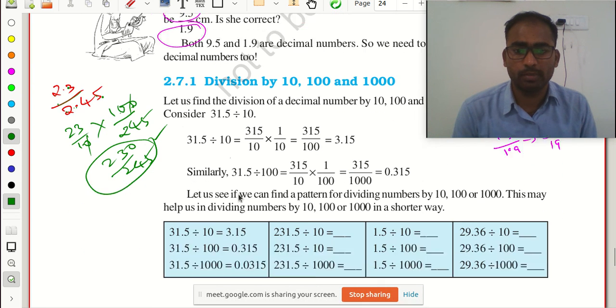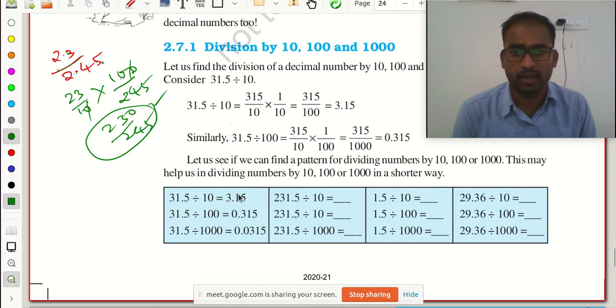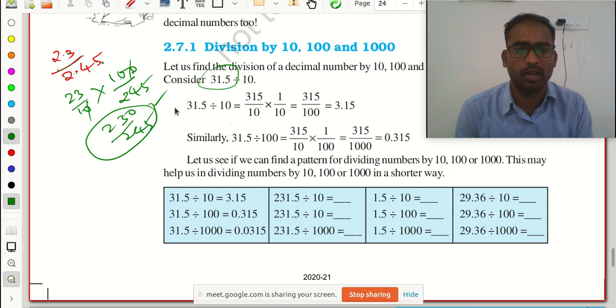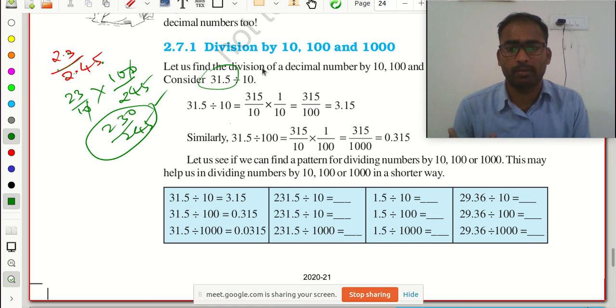Next, division by 10, 100 and 1000. Here I am having a decimal number 31.5, and I need to divide it with a number like 10. So what will I get here? 31.5 division with 10.